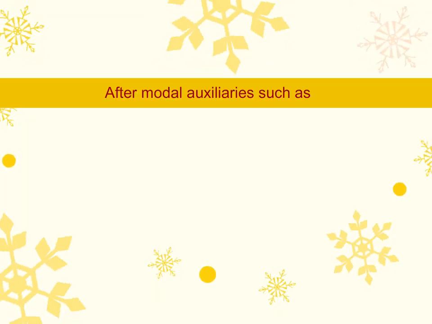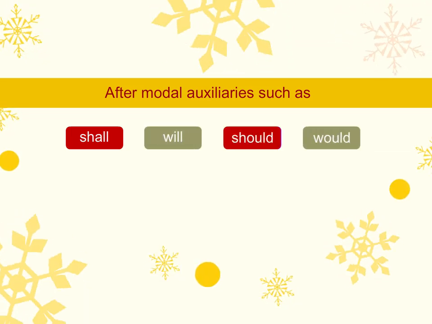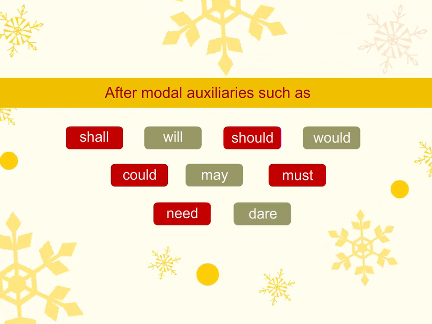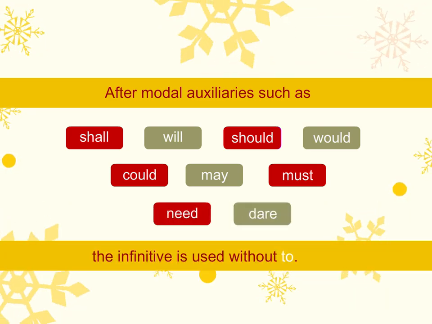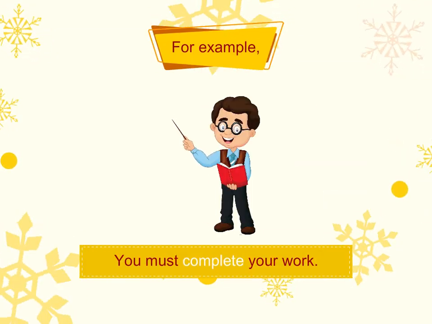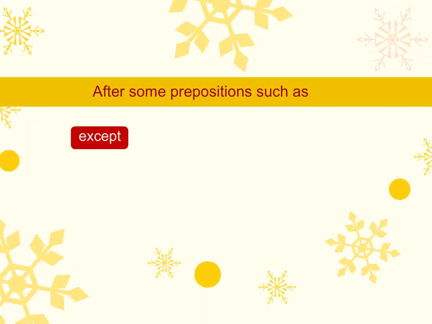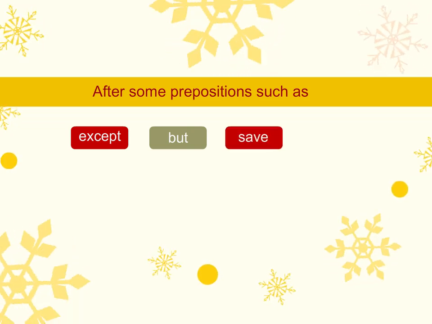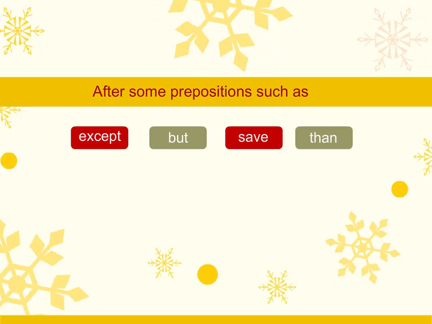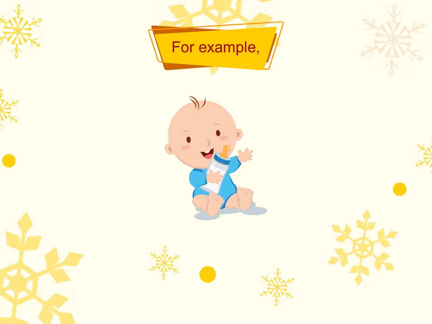After modal auxiliaries such as shall, will, should, would, may, could, must, need, and dare, the infinitive is used without to. For example, you must complete your work. After some prepositions such as except, but, save, and than, the infinitive is used without to. For example, the baby did nothing but laugh.